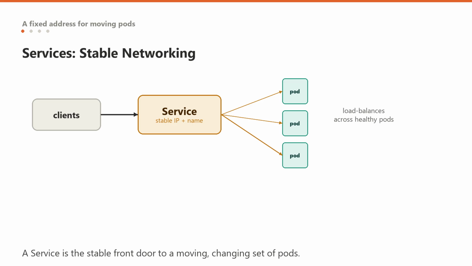Pods can come and go, scale up and down, crash and restart, and the service keeps routing traffic to whichever pods are currently healthy. So your front end talks to a service called backend, and never has to know or care which specific pods exist right now. A service is the stable front door to a moving set of pods.